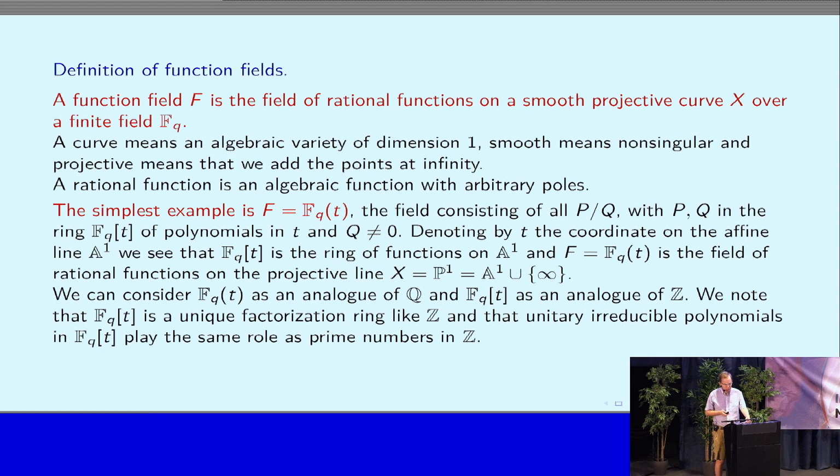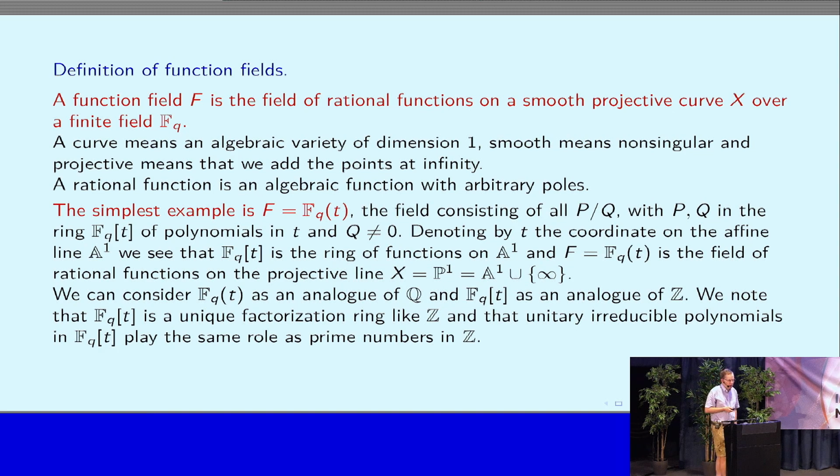The definition of a function field. A function field is a field of rational functions on a smooth projective curve X over a finite field FQ. And we assume that FQ is really the constant field of the curve. It's geometrically connected. A curve means an algebraic variety of dimension one. Smooth means non-singular, and projective means that we add the points at infinity of the curve.